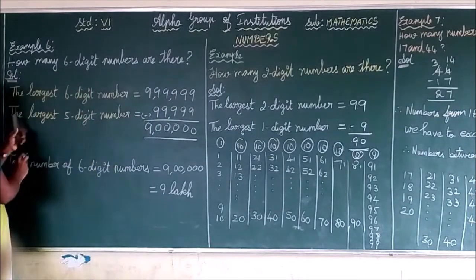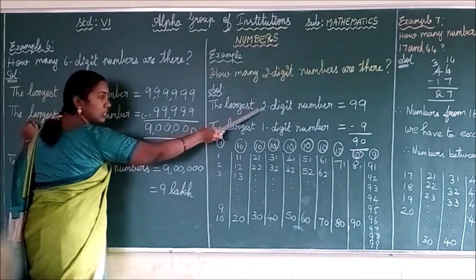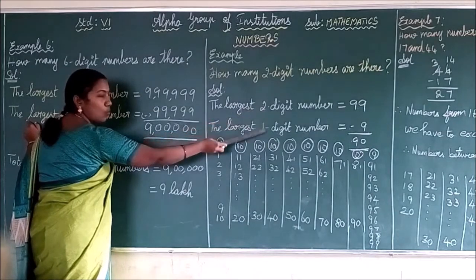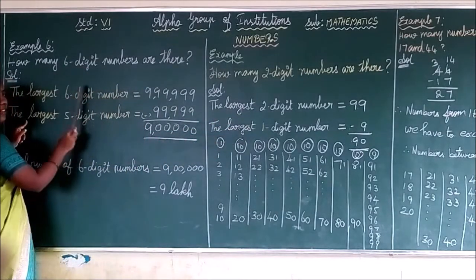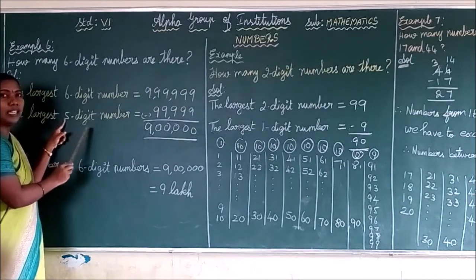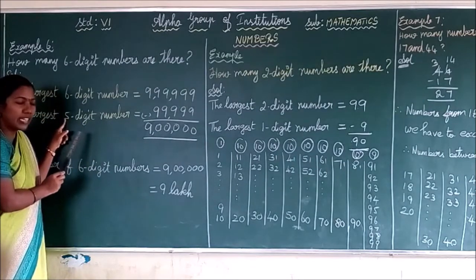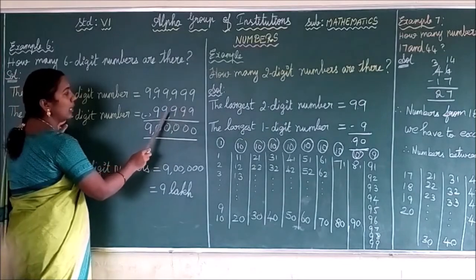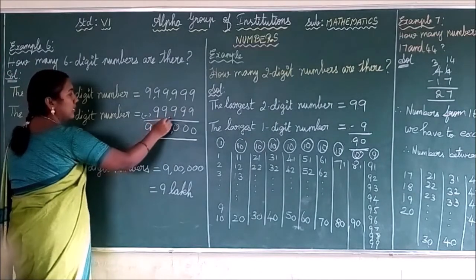Next we are going to write the largest 2 digit number. Before 2 digit we have 1 digit. Similarly, before 6 digit we have 5 digit. Thus, largest 5 digit number means you have to write the 9 how many times, children? Yes, 5 times. 1, 2, 3, 4, 5. Similarly, we place in the commas.